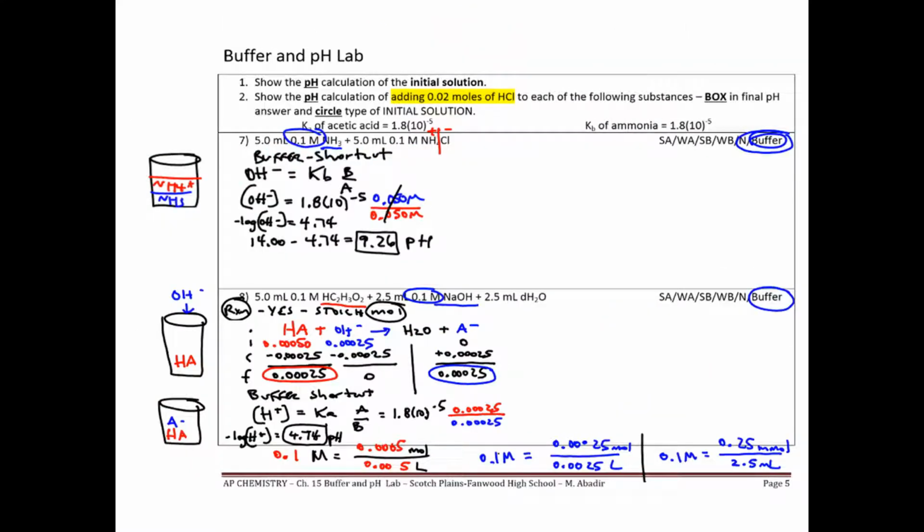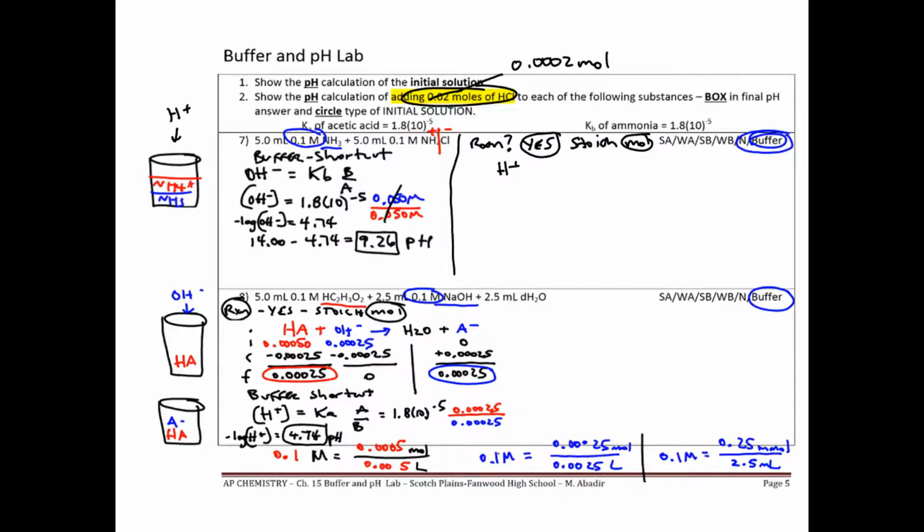We're now on numbers 7 and 8, where again we're adding HCl into each of these, but it's going to be the 0.0002 moles of HCl. So as we add HCl into this, it's a buffer. We ask ourselves, is there a reaction? The answer is yes. Remember, anytime you add an acid or base to a buffer, you will get a reaction. So we're going to do stoich in moles. So let's write the reaction. H plus is going to find the base part of the buffer. The base part of the buffer is NH3. And you're going to make the conjugate acid, which is NH4 plus.